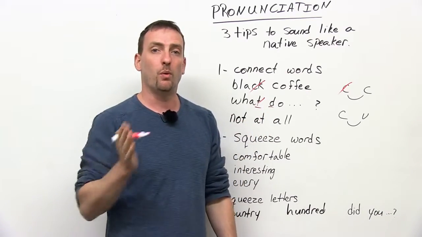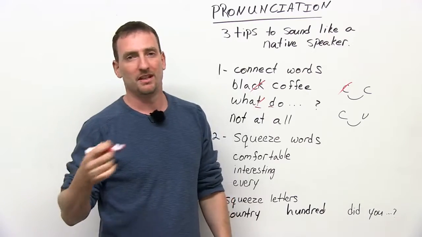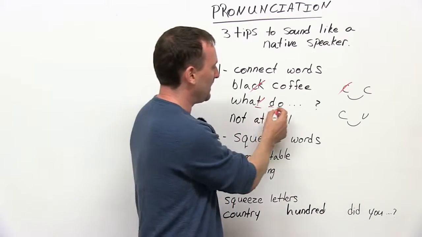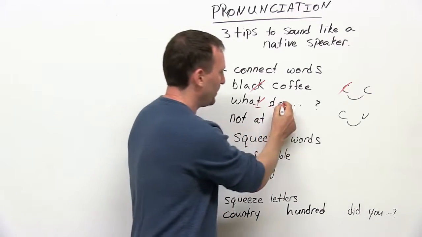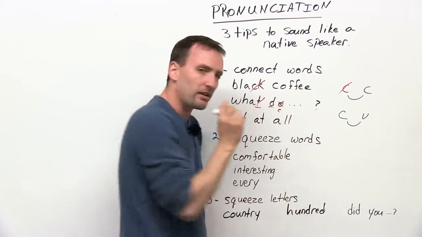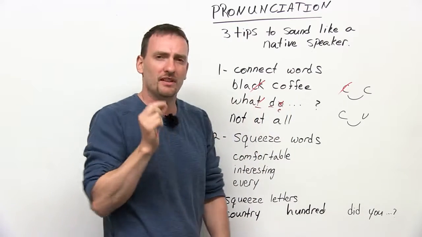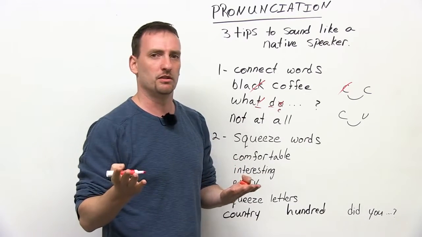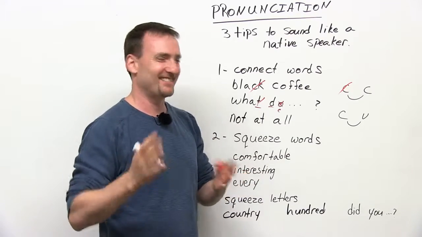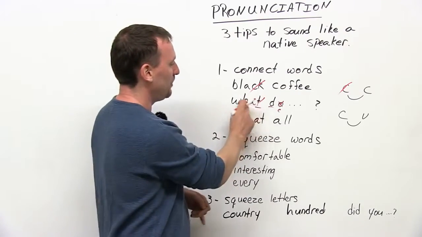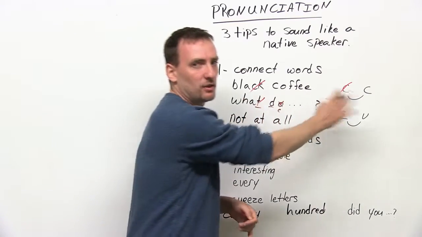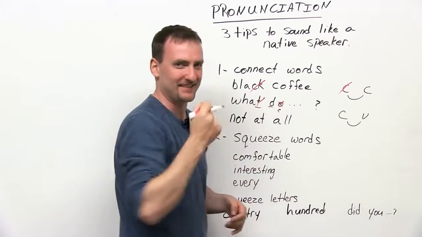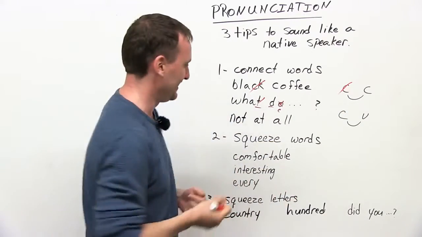What do you do? What do you do? But again, another thing you have to keep in mind is when we say it fast, we also don't really say the full E. We say sort of a small E. What do you do? Practice that. What do you do? Strange, huh? No T. What do you do? That's how a native speaker would say it naturally.